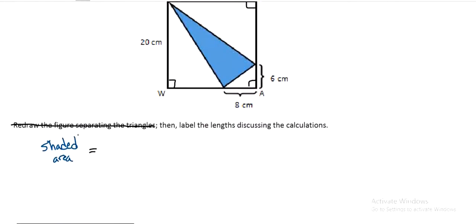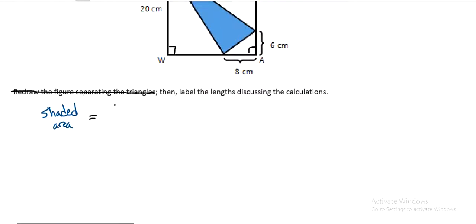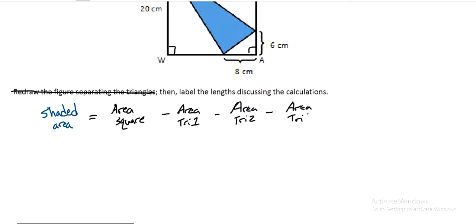So for our rough draft down here, we're going to put the shaded area equals the area of the square. Then we're going to take away the area of triangle 1, and take away the area of triangle 2, and we'll take away the area of triangle 3. So there we go. There's our first line of our rough draft. So let's get into it.